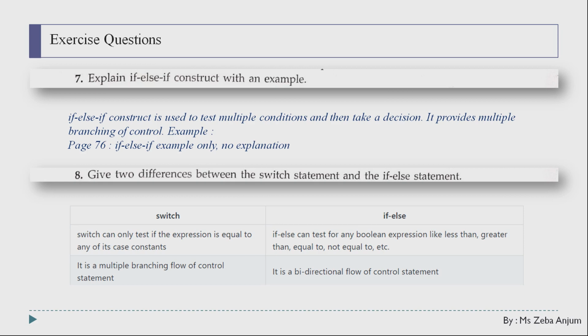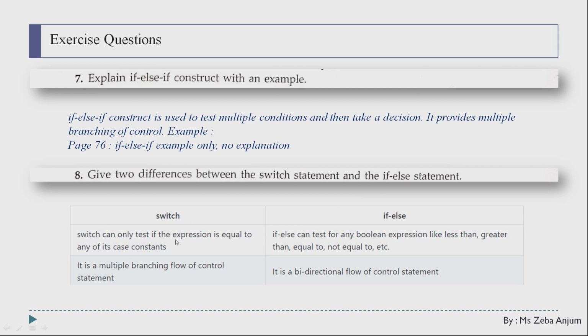Okay, basically आपका explanation है उस paragraph में, you don't have to write down that paragraph regarding the explanation, बस आपको सिर्फ एक example लिखना है if else if construct का. Okay, now for the last question, that is question number 8. Give two differences between the switch statement and the if else statement. Now see student, over here you have to make a two table.